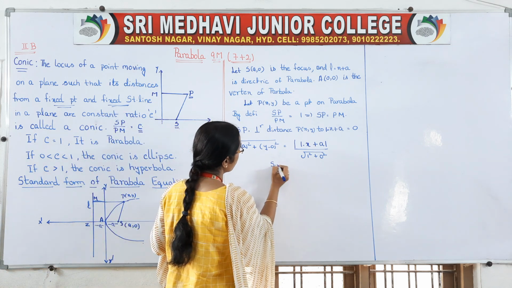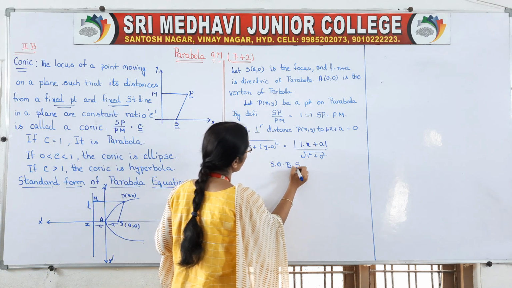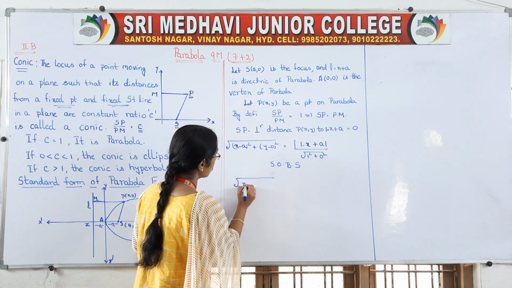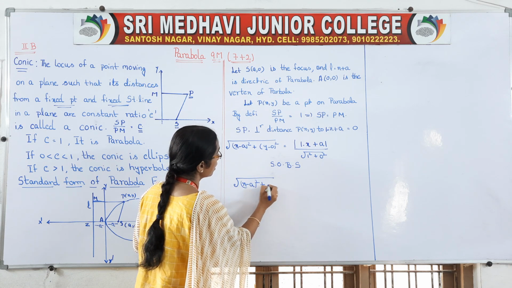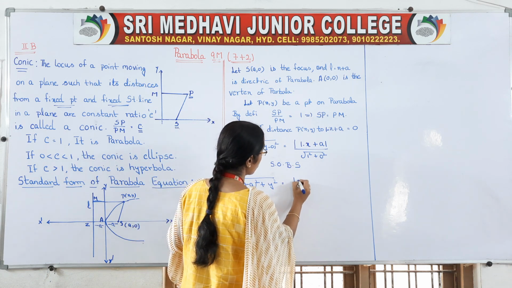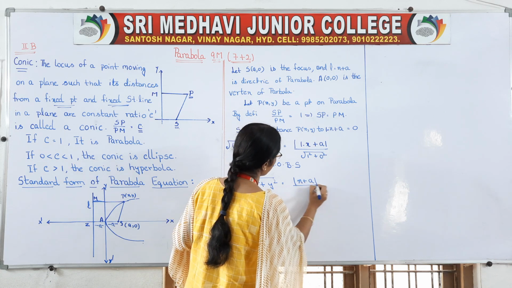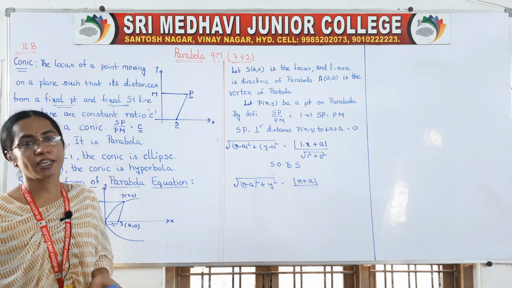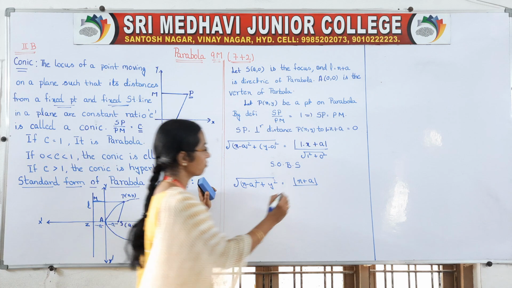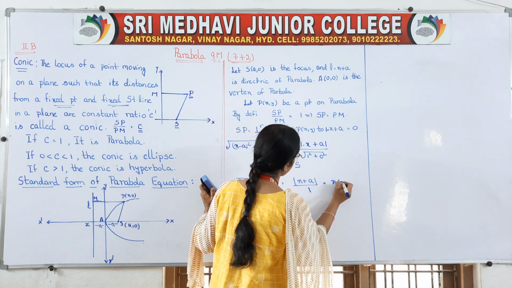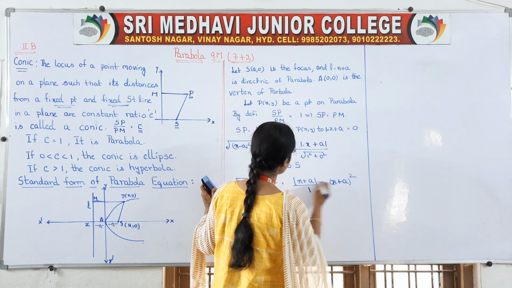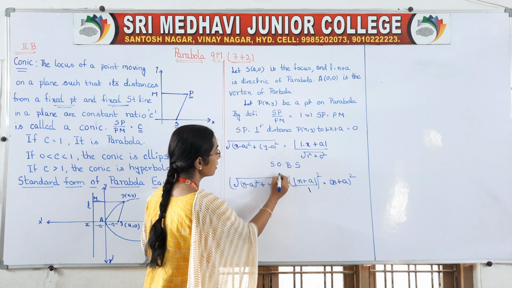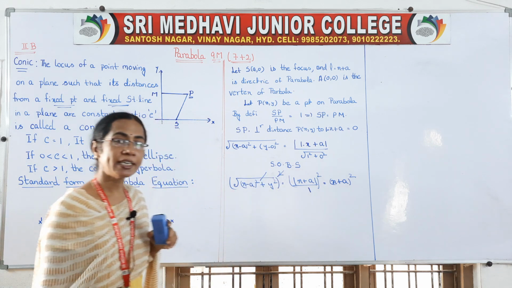Now squaring on both sides, the square root will get cancelled. So (x minus a) whole square plus y square is equal to modulus of (x plus a) by root 1. Root 1 is 1 only, so no need to write anything. If you want, you can write (x plus a). Squaring on both sides means here also square, here also square.